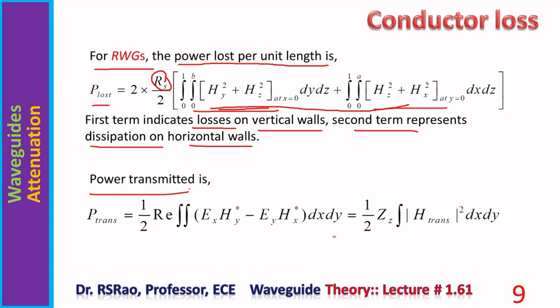Power transmitted through the guide you can find out using E cross H complex conjugate. By applying that particular formula, you can find out P trans is half real part of the integral of Ex Hy conjugate minus Ey Hx conjugate dx dy. Of course, this can be put in a simpler form like half the double integral of H trans squared dx dy.